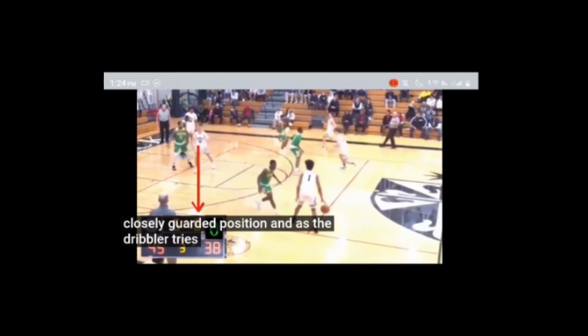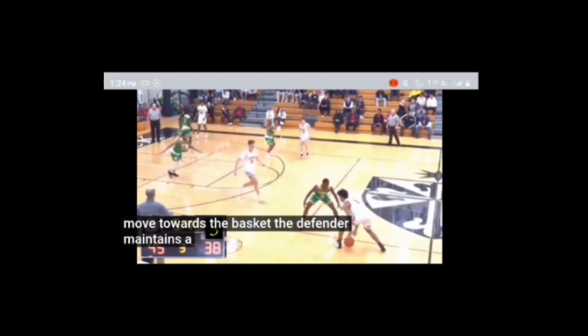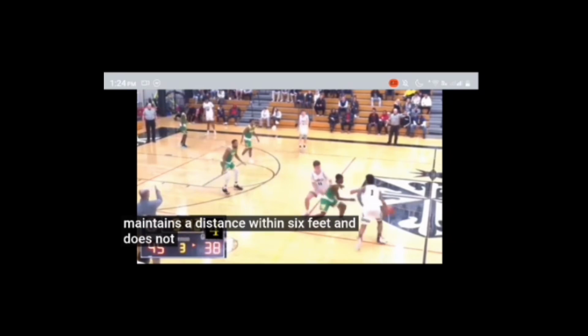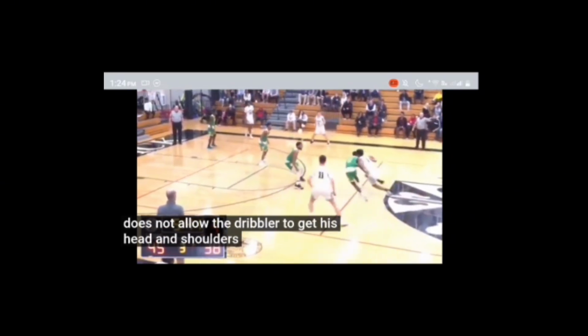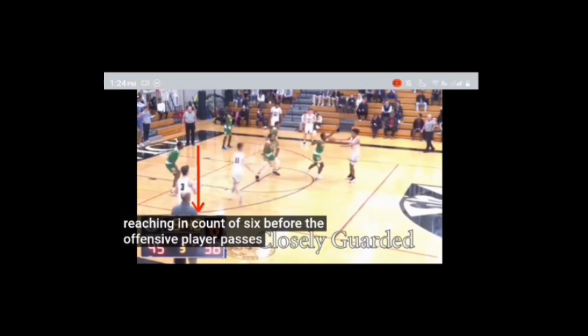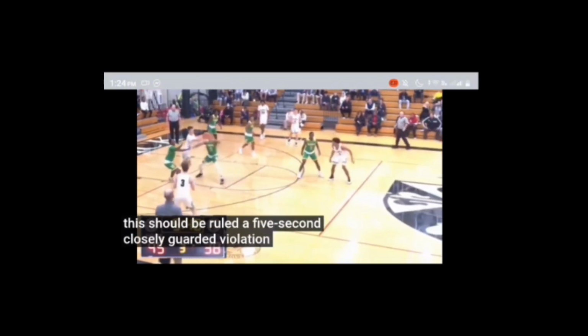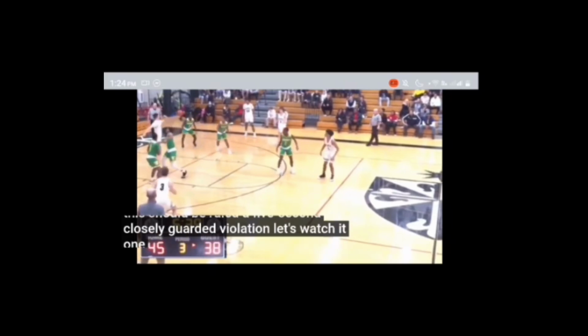And as the dribbler tries to move away and make a move towards the basket, the defender maintains a distance within 6 feet and does not allow the dribbler to get his head and shoulders past him, finally reaching a count of 6 before the offensive player passes the ball away. This should be ruled a 5-second closely guarded violation. Let's watch it one more time.